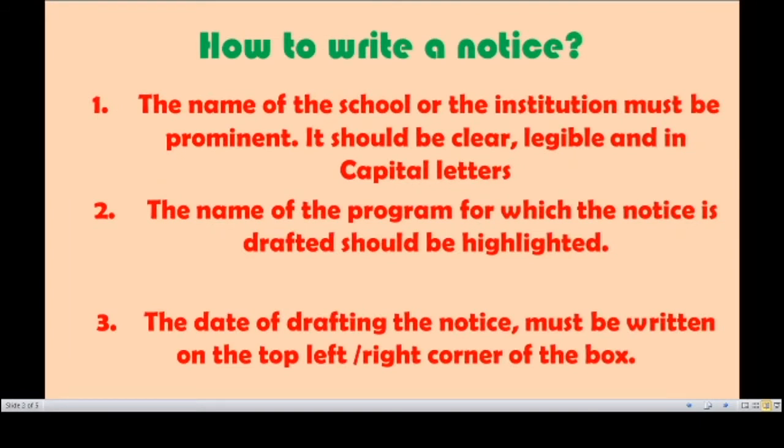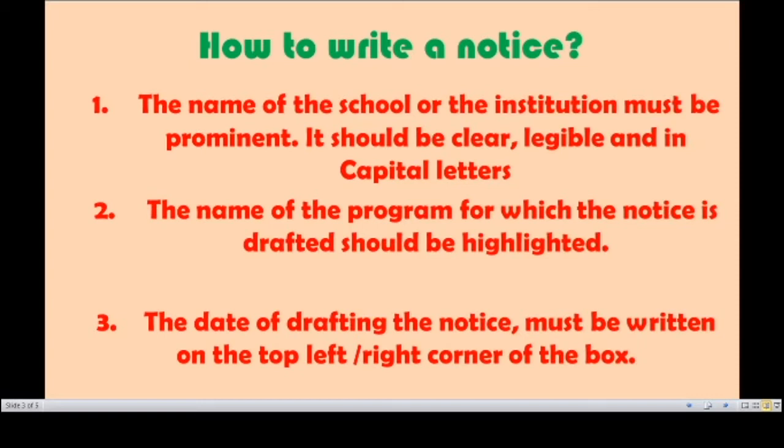Next, let us see how to write a notice. எப்படி notice எழுதணும்? First point, the name of the school or the institution must be prominent. Prominent means important or well known. When we prepare a notice, the name of the school or institution must be included. That is very important.